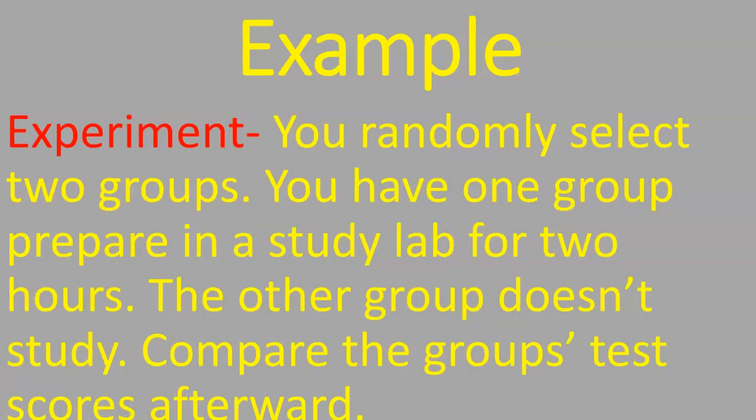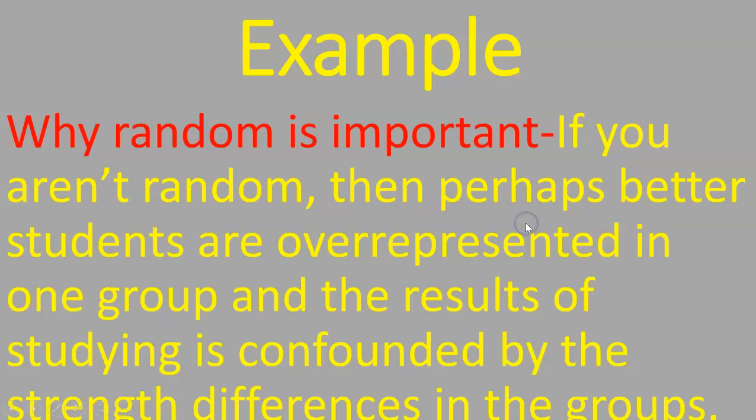An experiment could be similar. You can have two different groups. Again, randomly select them. One group, you have go to the study lab for 2 hours. The other group doesn't. And then you can compare the scores. Okay, so there you're behind the scenes manipulating it.